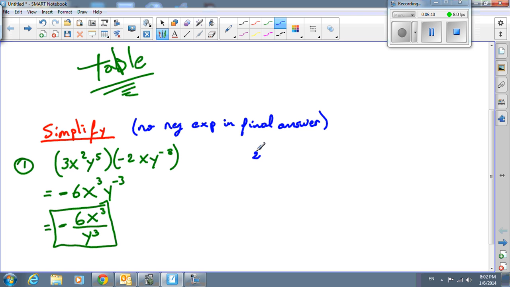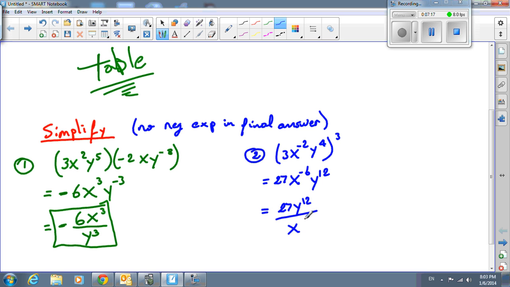And this will be your final answer. Let's do another example. This time, I will have 3x squared, or x to the negative 2, times y to the power of 4, and I'm raising everything to the power of 3. Well, this is equal to, if the power of 3 will be distributed to all of them, 3 raised to the power of 3 is 27. X to the negative 2 to the power of 3 is x to the negative 6. Y to the 4 to the power of 3 is y to the 12. Since this is negative, I will rewrite it as 27 y to the 12 over x to the 6. And that will be my final answer.